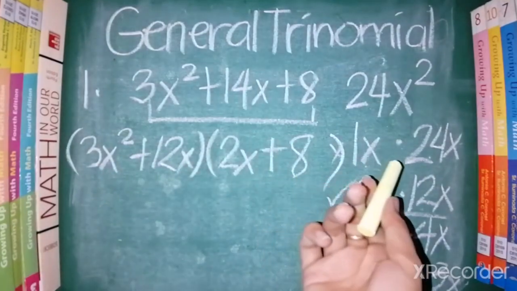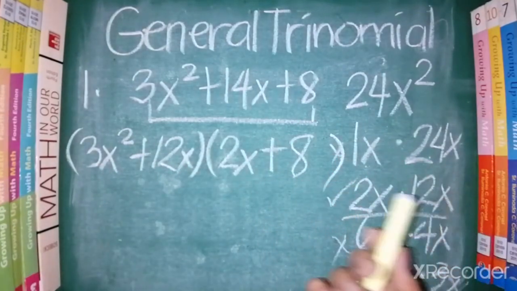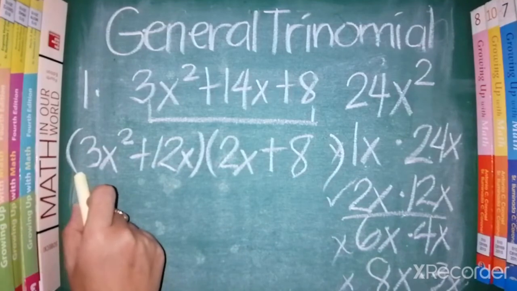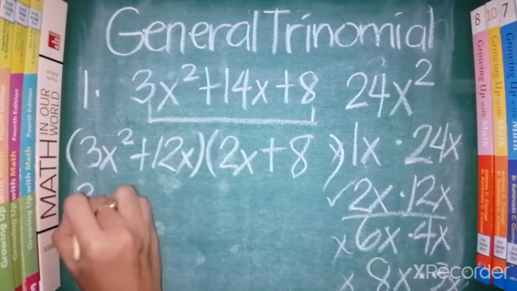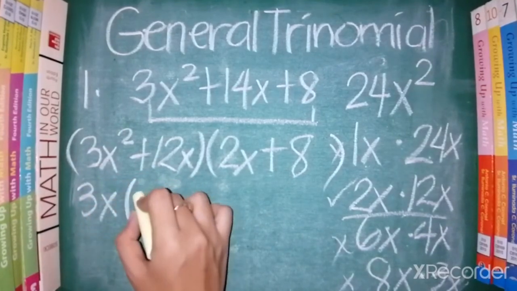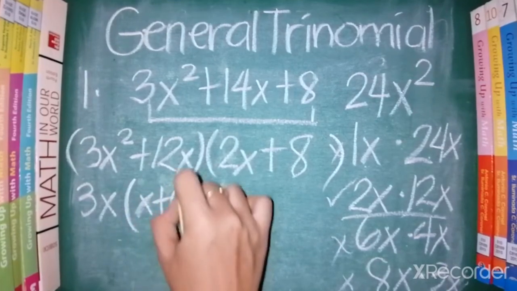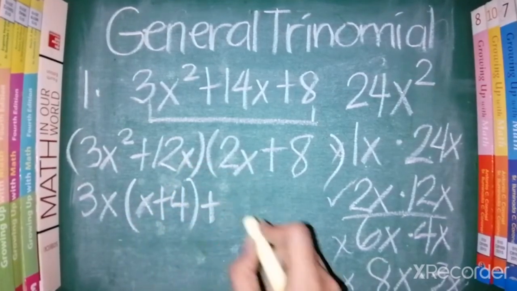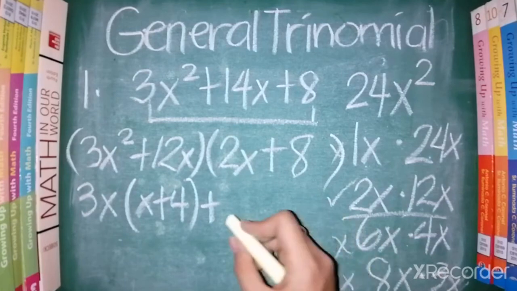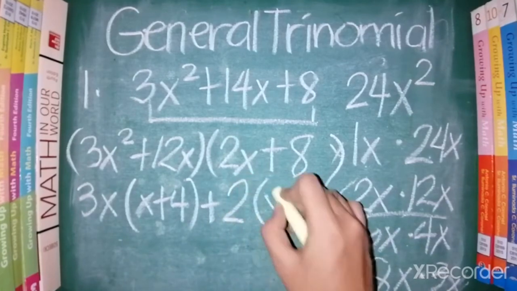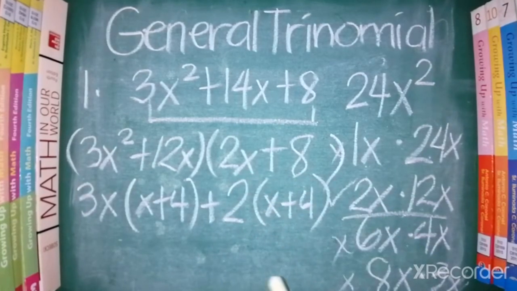So the next thing to do is you're going to use the common monomial factor. So here we have the common monomial factor of 3x. So 3x, then we have x plus 4. So plus, here on the other side, we have the common monomial factor of 2. So 2, we have x plus 4. As you can see, there is a common factor there, which is the x plus 4.